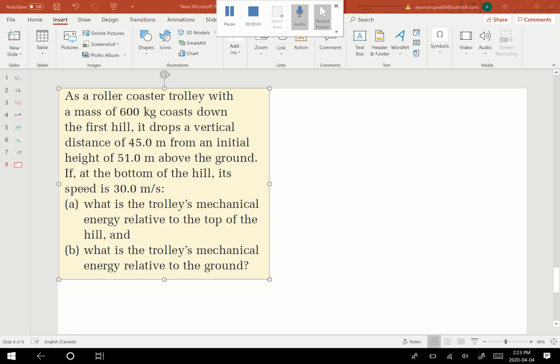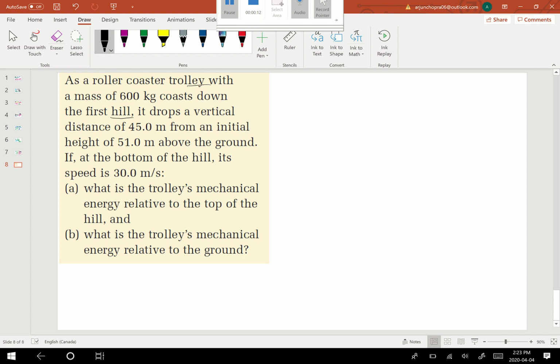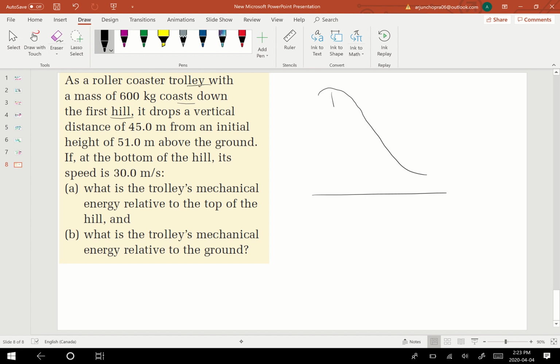Welcome back, friends. Let me help you with another complicated problem which is associated with mechanical energy. In this question, a roller coaster trolley with a mass of 600 kg coasts down the first hill and drops a vertical distance of 45 meters from the initial height of 51 meters. So there is a trolley at a height of 51 meters with respect to the ground. This is the 51 meters given to us.